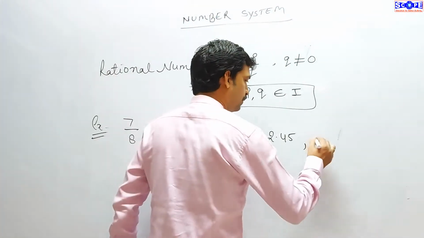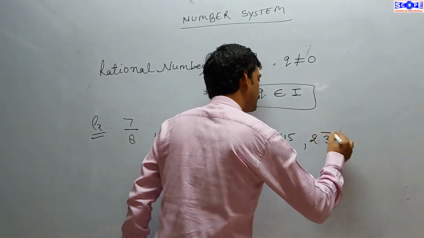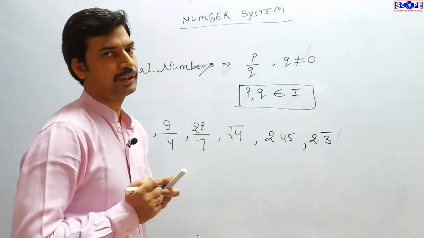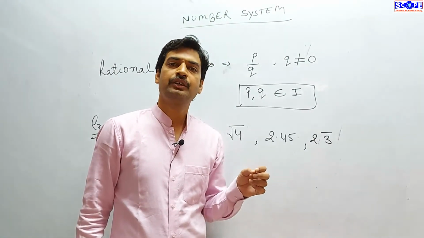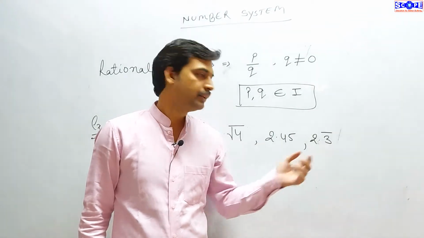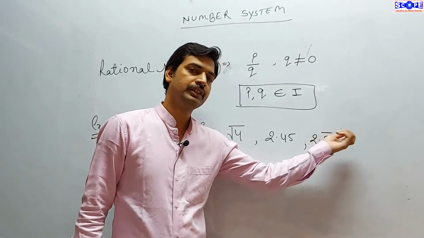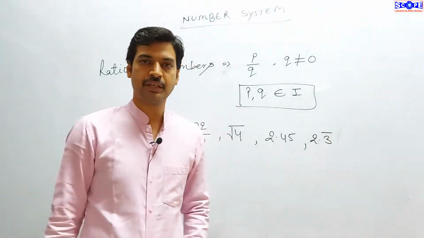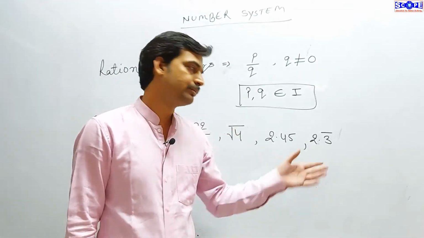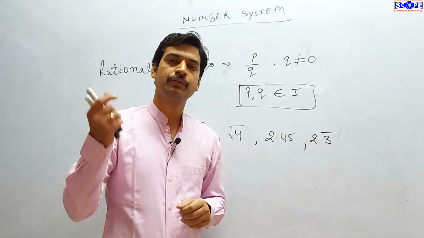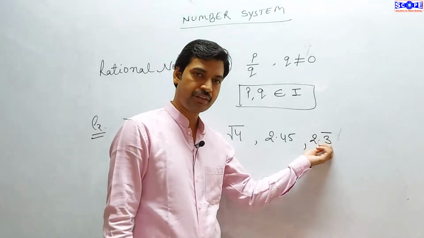When we talk about non-ending decimals, they are also included in rational numbers, but the condition is that the non-ending part should be repetitive. Matlab, 2.3333. There is repetition of 3. That means we know that the last digit of this part would be 3, no matter where it comes.